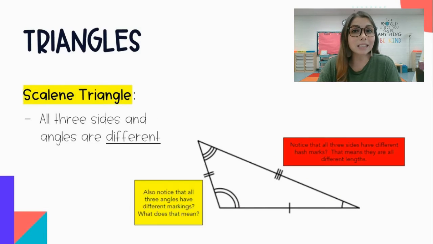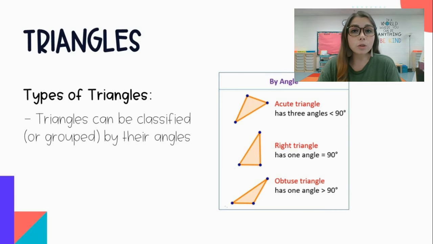Then we have this scalene triangle. This triangle does not have any equal sides. All three sides are different. And that's why in the picture you can see that each of the sides of this triangle has different hash marks. One of them has 1, then 2, then 3, noting that all three sides of this triangle are different lengths. You can also classify triangles based on their angles.